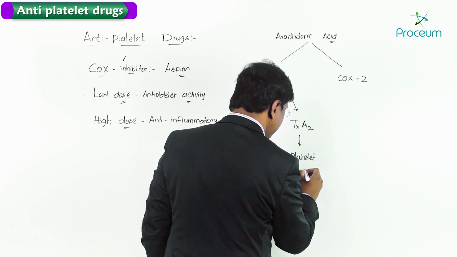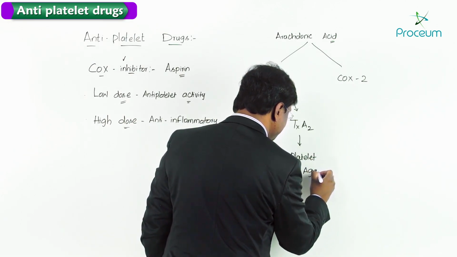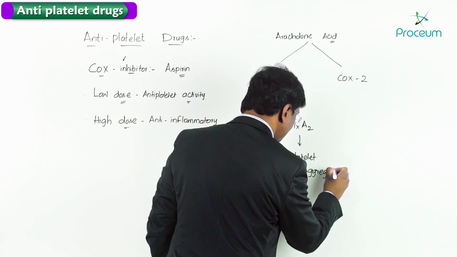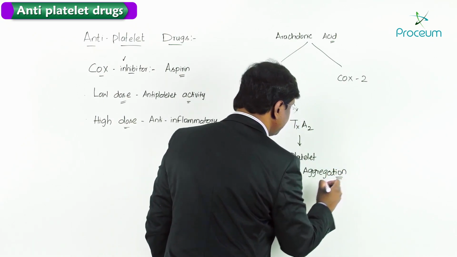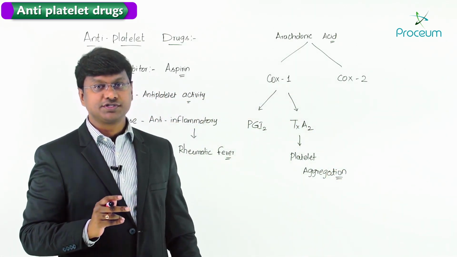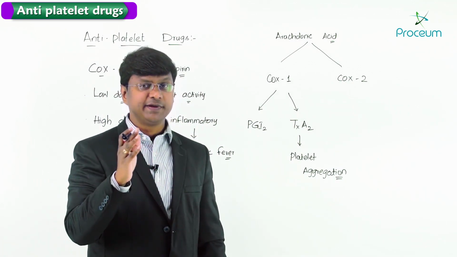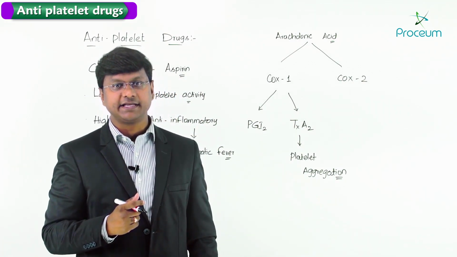Right, what will it cause? It will cause platelet aggregation. Right, it causes the platelet aggregation. Which one? The thromboxane A2. Leave aside COX-2, which is mainly required for the anti-inflammatory activity.